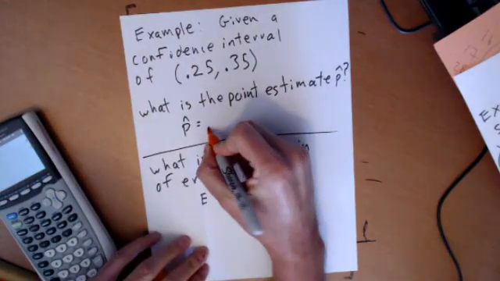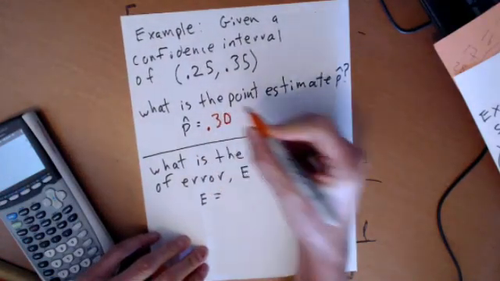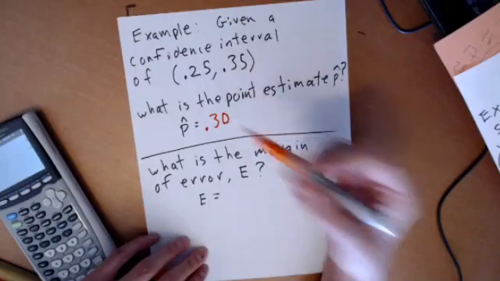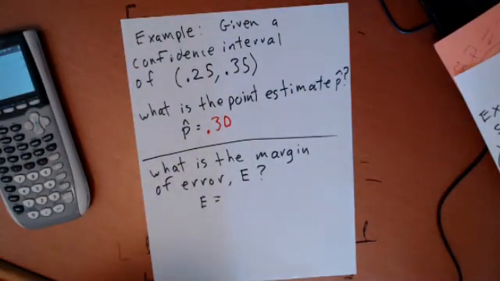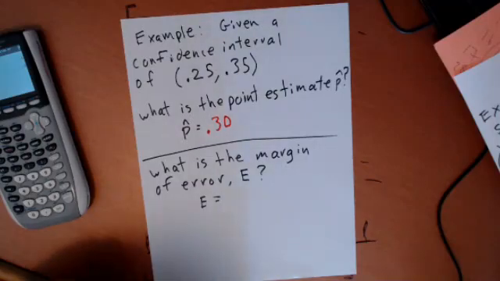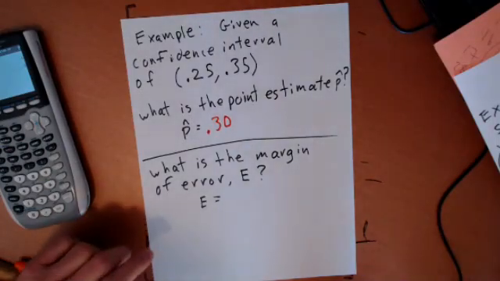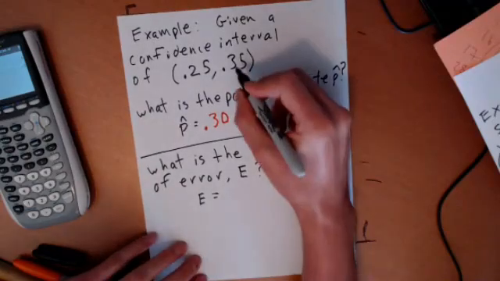0.3, maybe 0.30 looks better. What's between 25 and 35? 30. So far, so good? Okay. What is the margin of error? Okay, so let me introduce a formula. Here's my confidence interval.